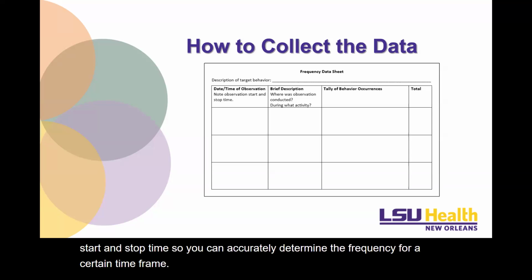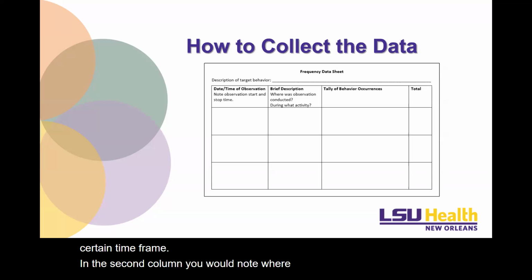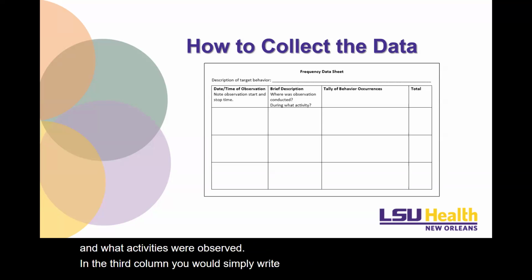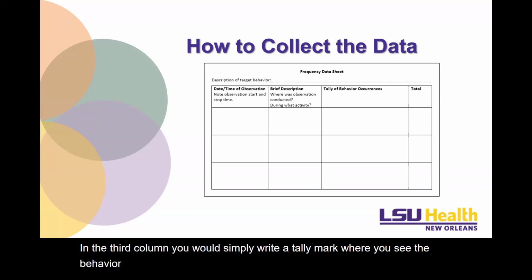In the second column, you would note where the observation was conducted and what activities were observed. In the third column, you would simply write a tally mark where you see the behavior occur. And at the end of the observation, you count up all the tallies and write the number in the final or total column.